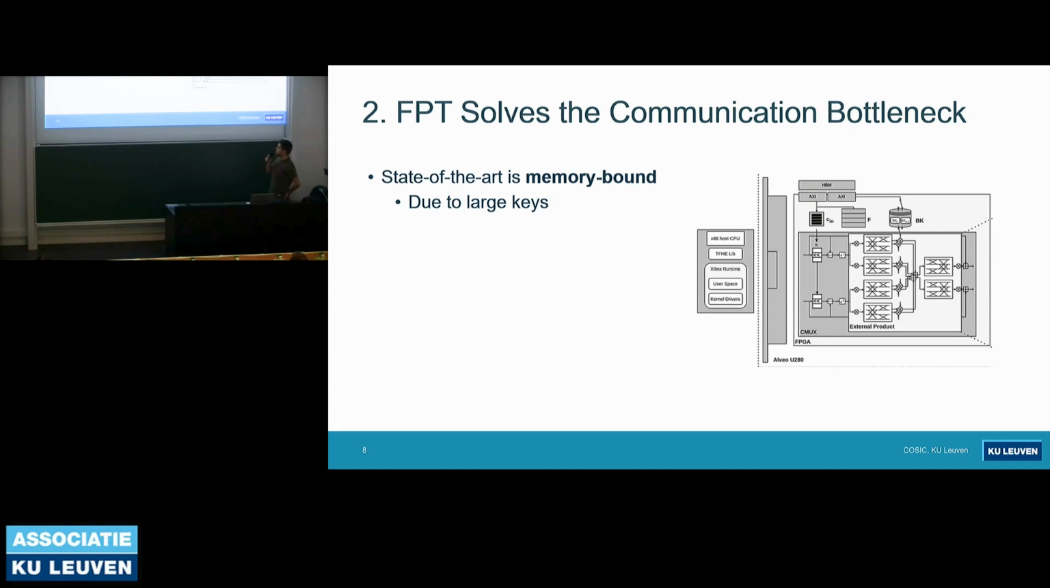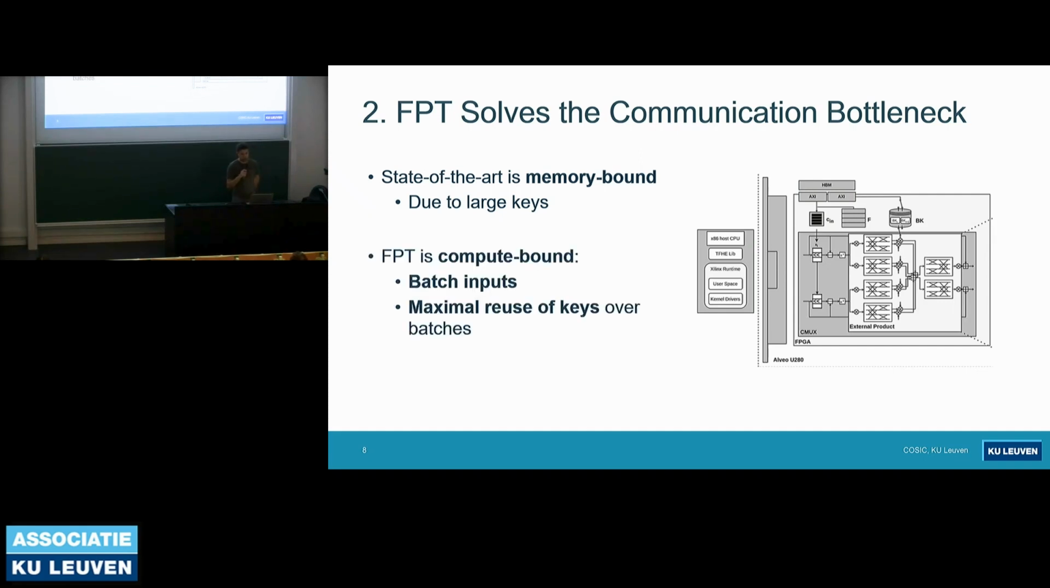A second key takeaway of our architecture is that we solved the memory bottleneck for TFHE. The classic state-of-the-art fully homomorphic encryption hardware accelerators are typically memory-bound. They are memory-bound because they operate on very large keys. These bootstrapping keys and key-switching keys can be very large, from several megabytes up to gigabytes, and typically loading them from off-chip memory is the bottleneck in the computation.